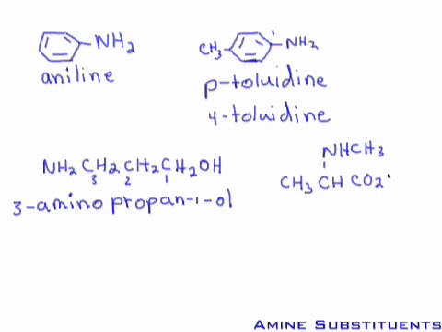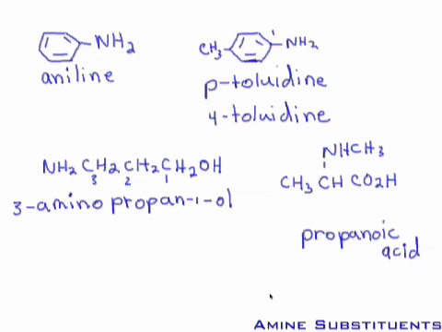If I have a carboxylic acid functional group, the carboxylic acid is clearly higher priority. And so this is 1, 2, 3, it's a propanoic acid.